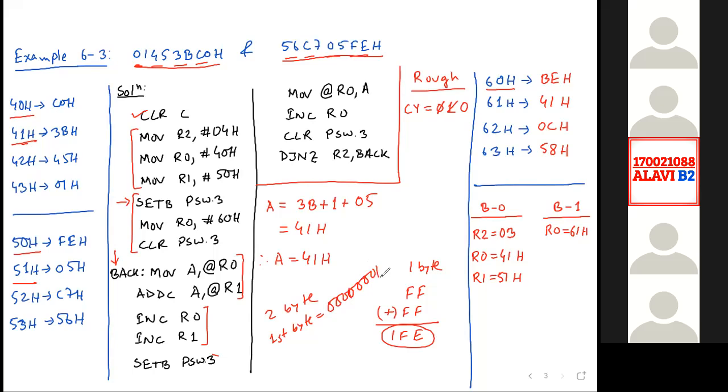Yeah, the maximum result that you can have in the higher byte is 0001. Have you understood this portion? Yes, sir. Okay. If you have understood this portion, now let me give you the solution.